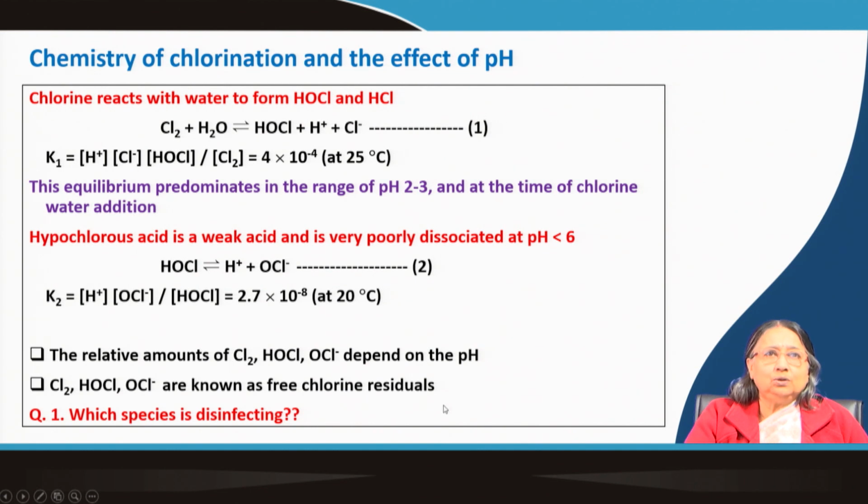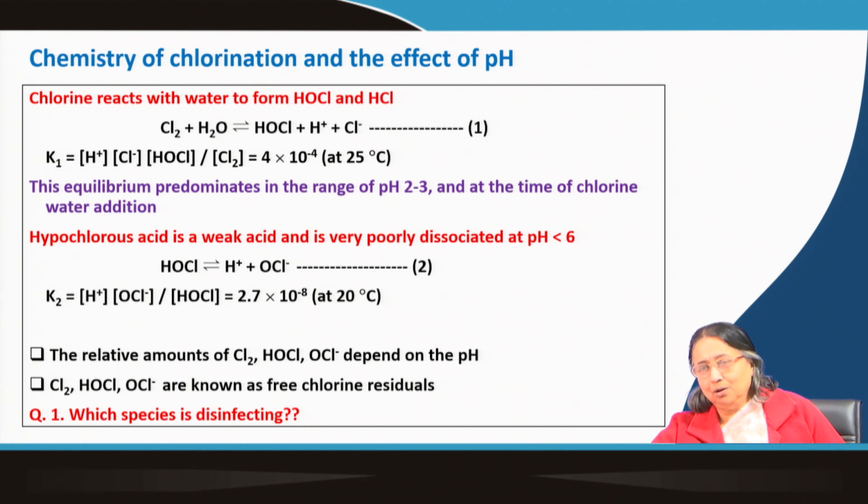Now, the question is that among these three, which are all called free chlorine residuals, which species is actually disinfecting: chlorine or HOCl or OCl minus. Actually all three are disinfecting agents, but HOCl is very efficient. Okay. I will learn more in the environmental microbiology part, how it is killing the bacteria and all.